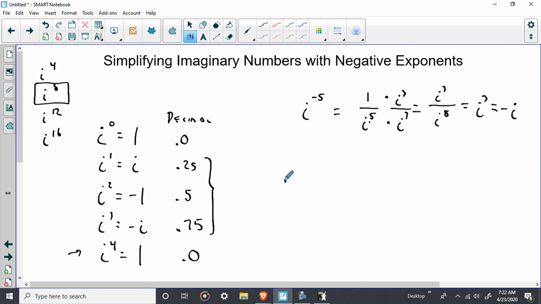What if I said i to the negative, I don't know, 14th power? Well, again, that's 1 over i to the 14th, right? So now 14 is not divisible by 4. What's the next number bigger than 14 that's divisible by 4? It's not 15. It is 16. So I need the denominator of this to be to the 16th power. Well, how do I make it to the 16th power? Well, i to the 14th times i to the second.